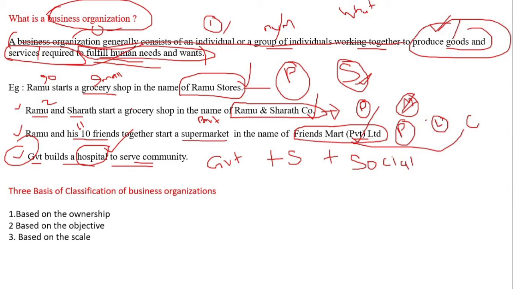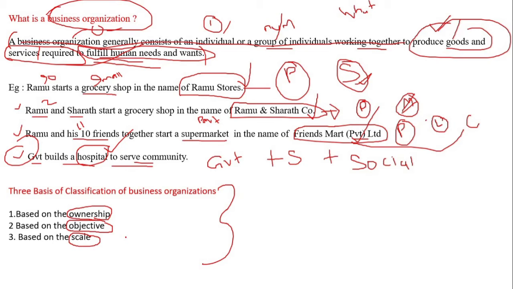Right? So, there are several ways of classification of business organization. There are a number of ways, right? Based on a number of ways, you can classify business organizations. However, in your study pack, there are 3 bases given. Only 3 bases you have to remember in your grade 10 syllabus. Only 3 bases. First one is ownership. Right. Second one is objective. Third one is scale.